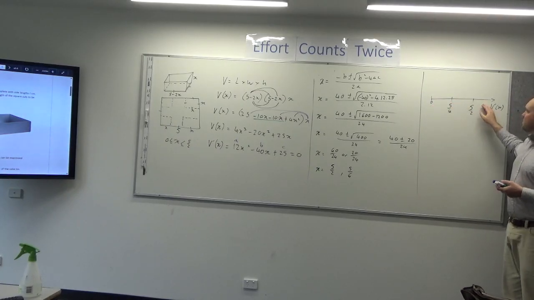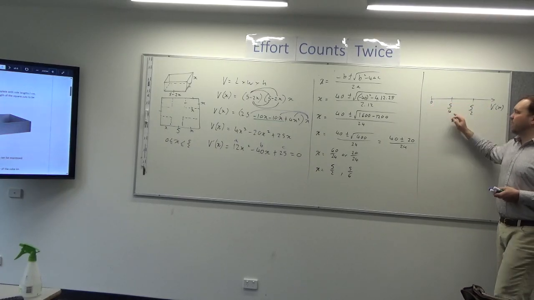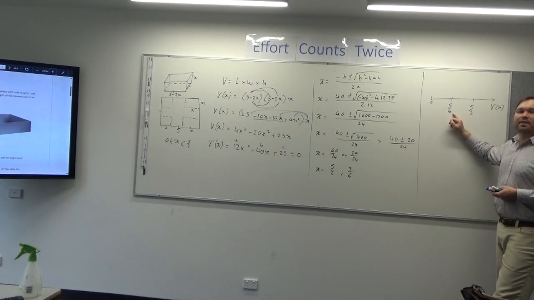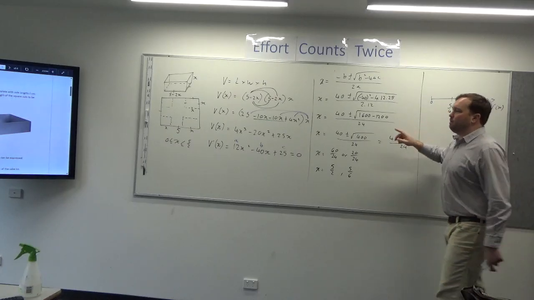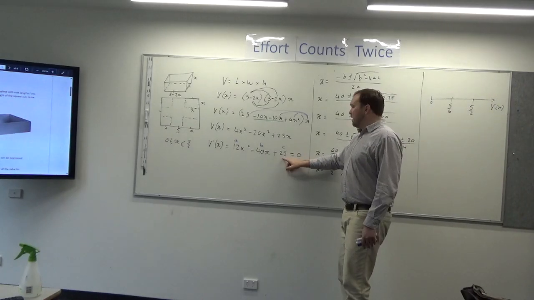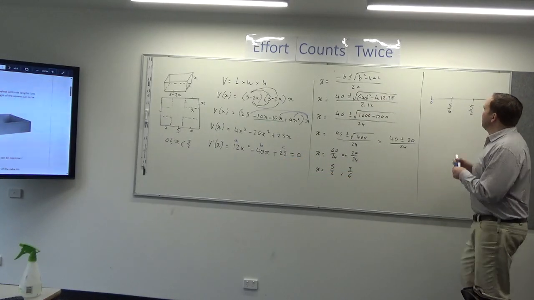Then we put in values either side, so we need to pick a value between 0 and 5/6. A good value would be 1/6. We can take 1/6 and put it into the derivative. It'll be positive.